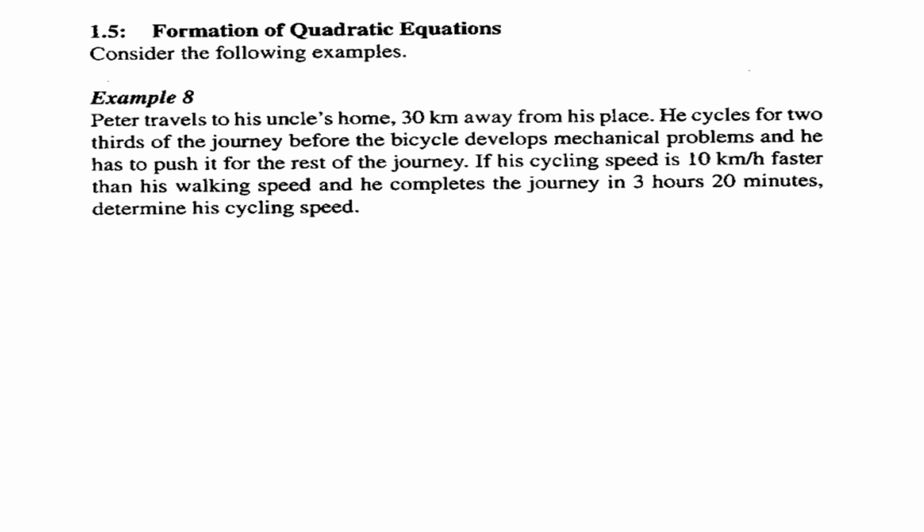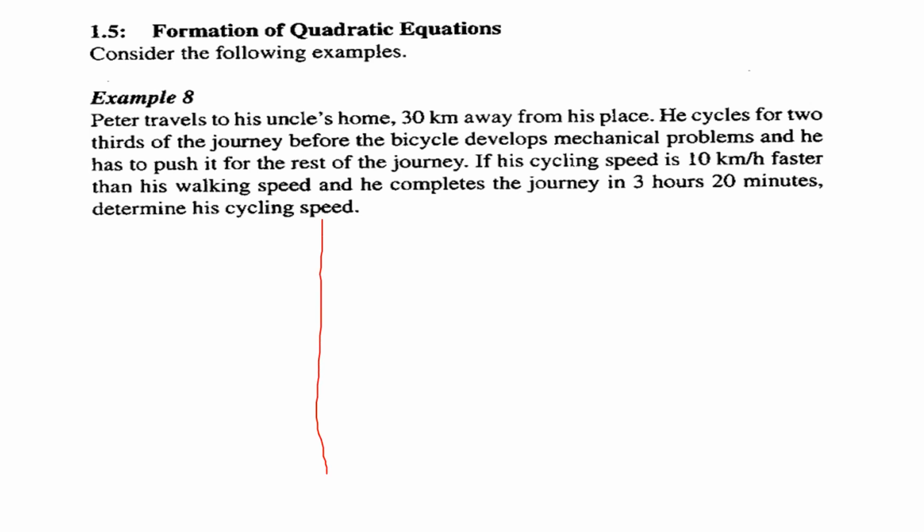So in this, I have a problem which says that Peter travels to his uncle's home 30 kilometers away from his place. He cycles for 2/3 of the journey before the bicycle develops a mechanical problem and he has to push it for the rest of the journey. If his cycling speed is 10 kilometers per hour faster than his walking speed and he completes the journey in 3 hours 20 minutes, determine his cycling speed.